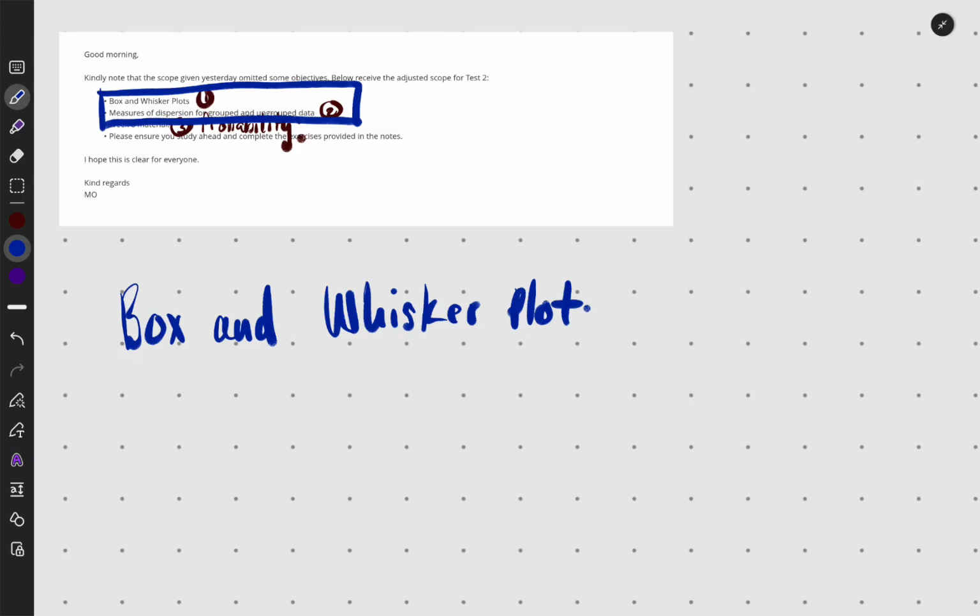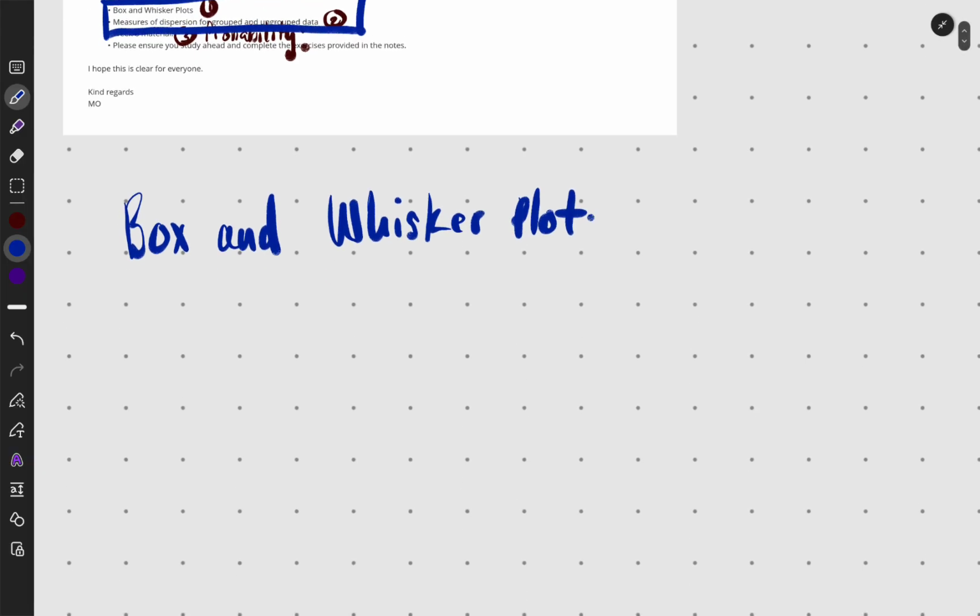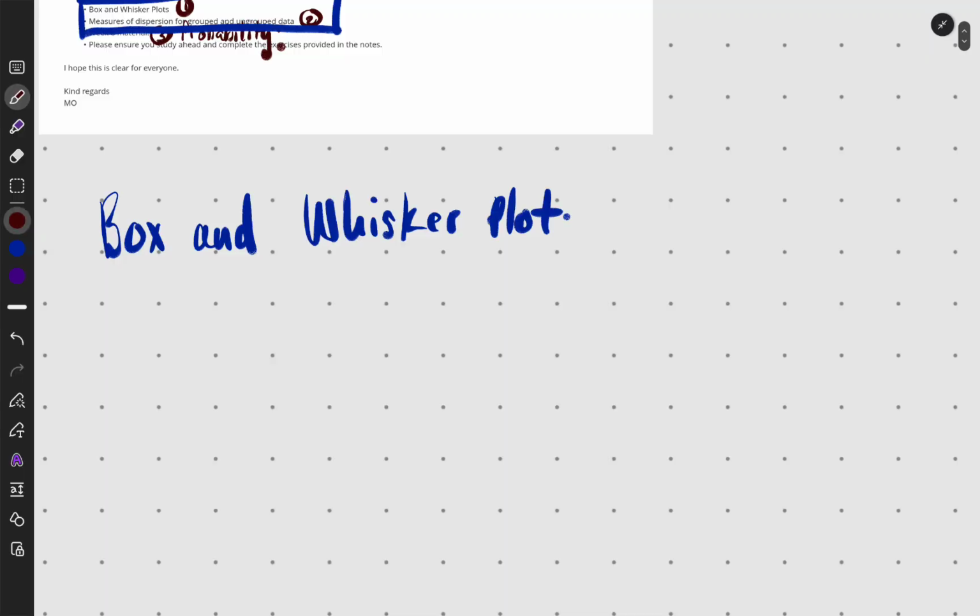For box and whisker plots, there are two types of questions. Number 1 is the question that deals with calculating. And calculating, it is unforgivable for you to not do it well. And then the other one is to interpret your results. So let's start with this box and whisker plot.